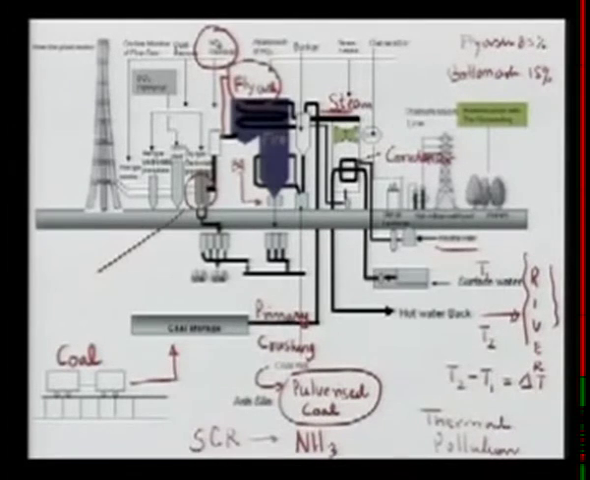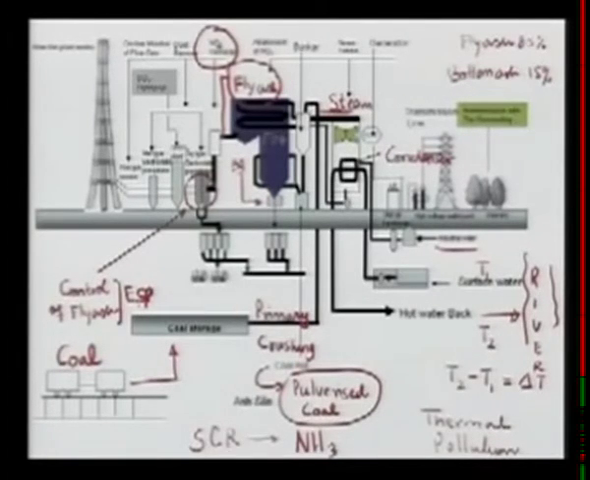So if I can say here, control of fly ash, and what you see here, once the fly ash is collected, the mechanism through which we collect the fly ash is what we call ESP. They are called electrostatic precipitators.